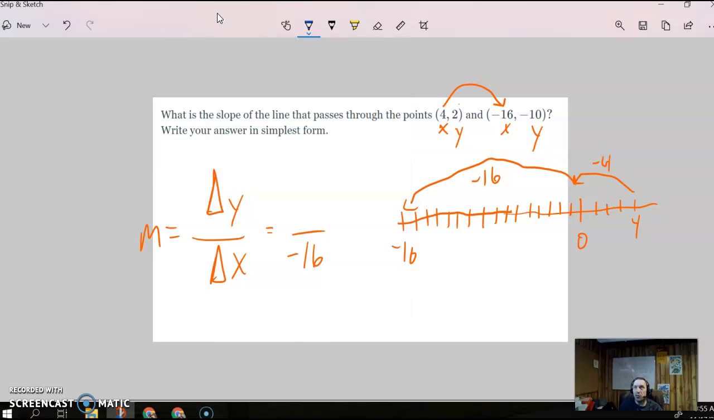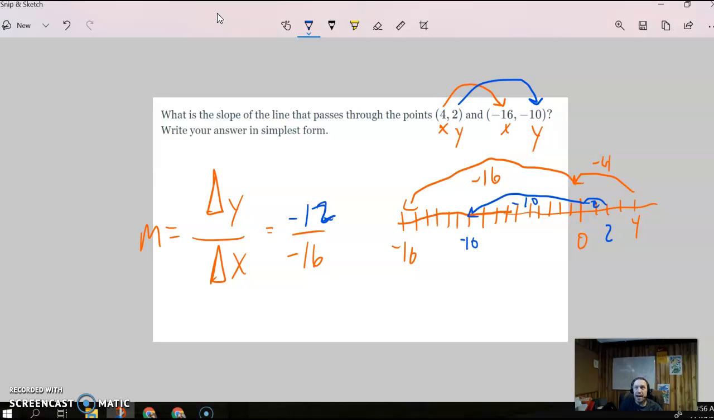My change in y goes from 2 to -10. I could do that on the same number line. I'm here at 2. 1, 2, 3, 4, 5, 6, 7, 8, 9, 10. That's -10. So if I go from 2 to 0 and then down to -10, that's a total of -12.